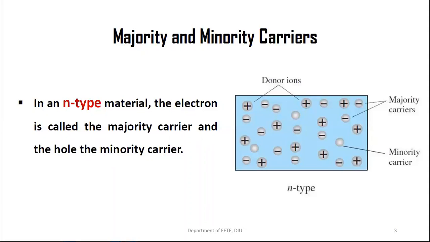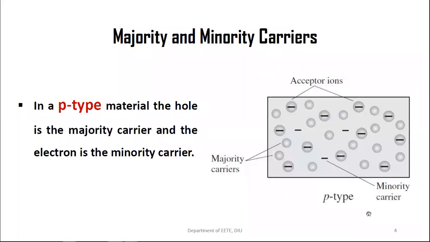So what I'm trying to say, there are two types of carrier. One is the majority carrier, one is the minority carrier. So the majority carrier in the n-type material is electron, and the minority carrier in the n-type material is hole. Okay, so we go to the p-type material. It will be the inverse, totally opposite.